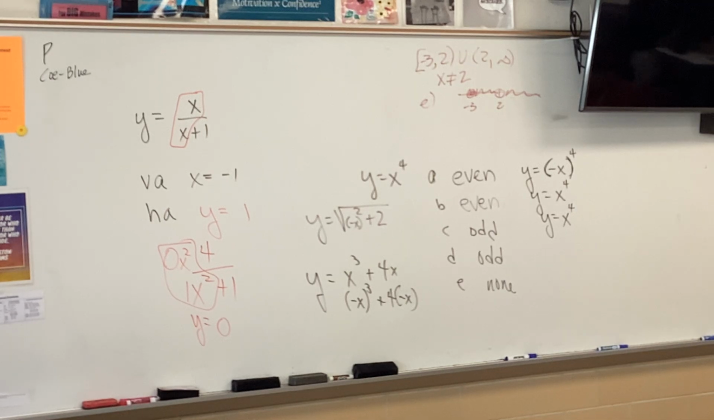What about your vertical? There isn't one, because nothing would make x squared plus 1 equal 0. Vertical asymptotes are where the denominator is 0. And if the denominator can't be 0, then there is no vertical asymptote.